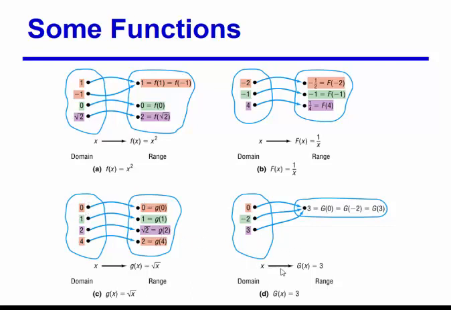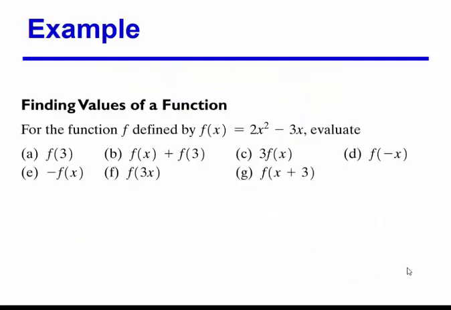And then for letter D, x maps to g of x, which is equal to 3. And so the domain is 0, -2, 3, and they all map to 3 because this is a constant function. So the next thing we're going to do is find values of a function. So for the function f defined by f of x is equal to 2x squared minus 3x, evaluate the following. So we have a, b, c, d, e, f, and g, and we're going to go ahead and evaluate those.